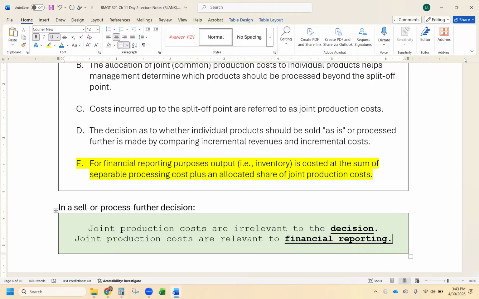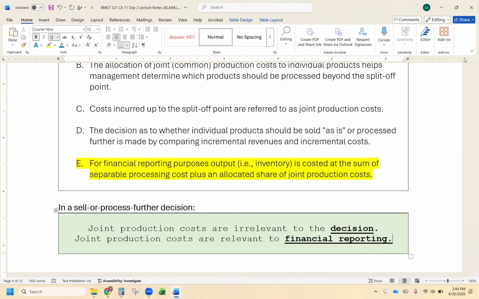So yes, we still need the joint production costs for financial reporting. We have to have them, because we have to include those costs in our cost of goods sold. Those are direct materials, those are direct labor. They're still part of the product cost. And we did that part, the second one, in chapter 6. But now we're in chapter 11. And in chapter 11, we're talking about decision making where it's not relevant anymore. So it's two completely different scenarios.